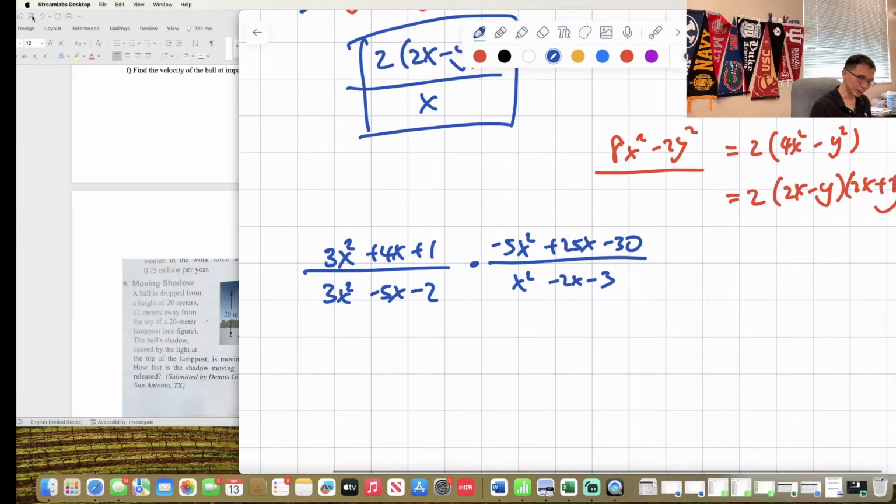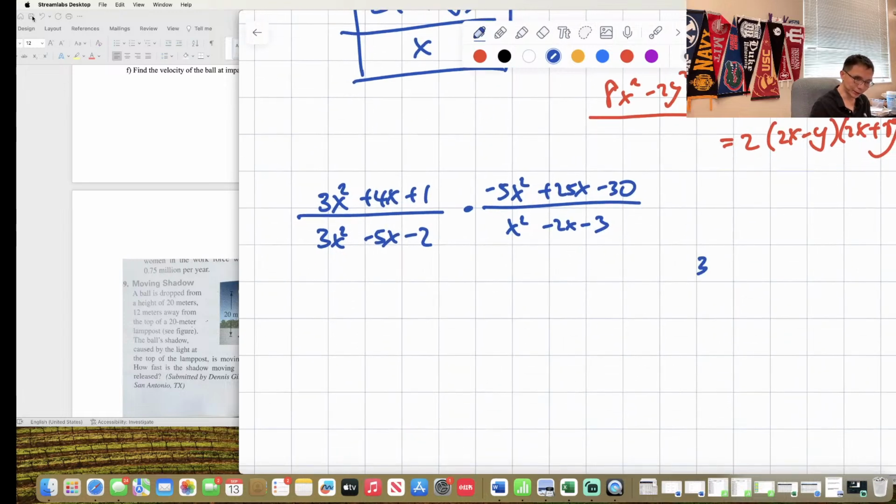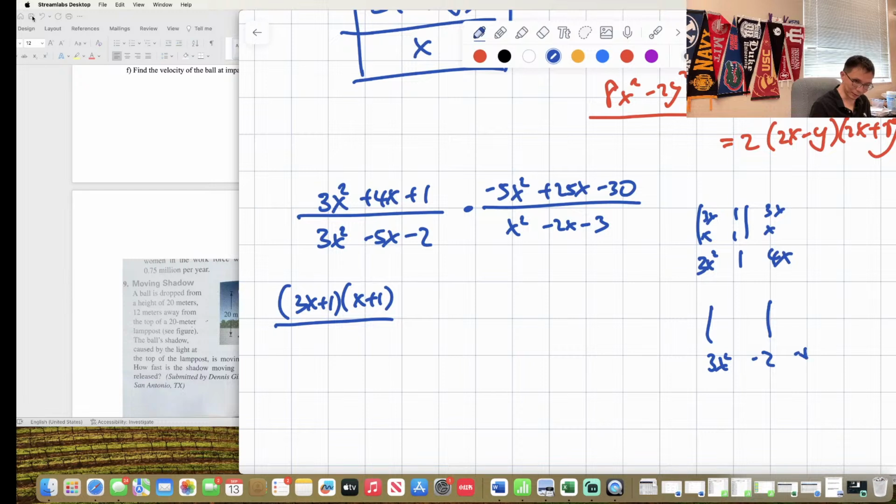So that's going to be 3. This is a 1, this is a 4x. So this is x squared, so it'll be 3x and x. And this is a 1 and 1, this is 3x and this is x. So you should get 3x plus 1 times x plus 1. And that's this part. So I'm going to do it on the other side. 3x squared minus 5x minus 2. So 3x and x, and this is 2 and 1. So this is going to be 6x and x. This one's going to be negative. So that will be 3x plus 1 times x minus 2. Is that okay so far?